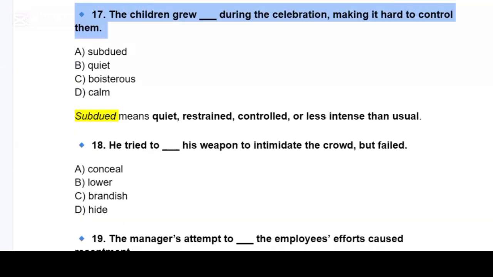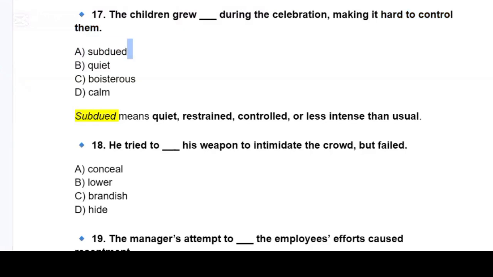The children grew dash during the celebration, making it hard to control. Children were celebrating something and they were hard to control. So the children grew dash: subdued, quiet, boisterous, or calm. Subdued means quiet, restrained, controlled, or less intense than usual. If they are subdued, they were not hard to control, so this is not the correct option. Quiet is also a synonym of subdued. Calm is also a synonym of quiet and subdued. So the children grew boisterous, which means very noisy.